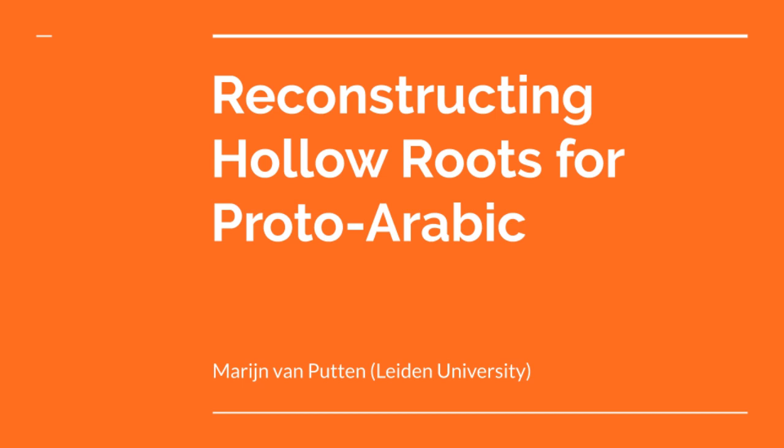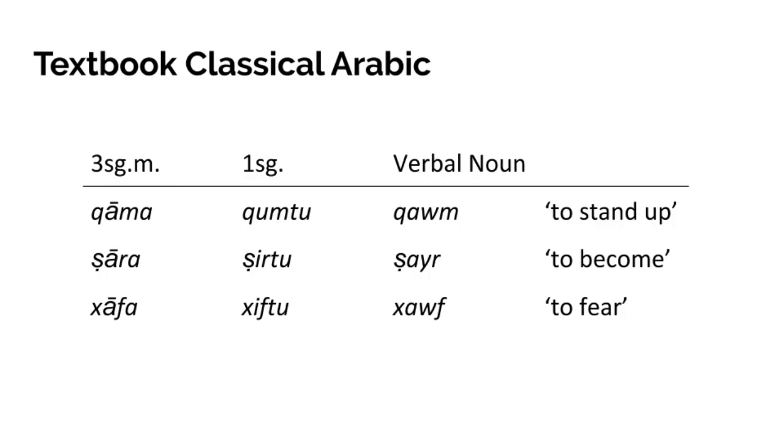So I'm talking about the reconstructing of hollow roots in Proto-Arabic, specifically the verbs, but we'll talk a little bit about the nouns as well. Before we get into that, it might be worth looking at what hollow verbs look like in textbook classical Arabic. Textbook classical Arabic is a term I've been using to talk about the classical Arabic that you might find described in Wright or Fischer, standard grammars that everybody uses, but really only capture a tiny percentage of the amount of phonological and morphological variation that exists within classical Arabic as described by the Arab grammarians. But it's worth going into this.